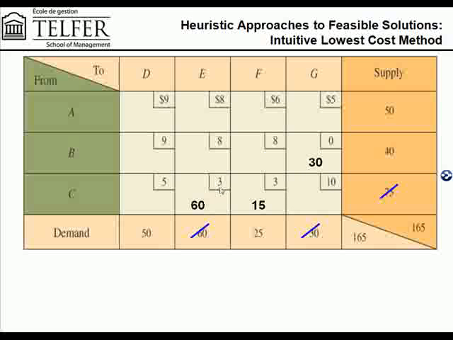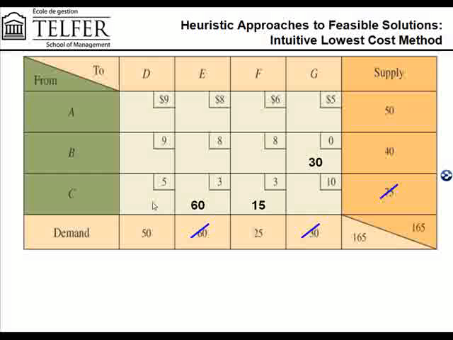Next up, after $3, there's a couple of cells which have a cost of $5 associated with it. And like I said, based on the tie-breaking rule that I'm using, I'm going to choose the cell that comes first from top to bottom, left to right. So I would like to use the cell from A to G. However, G does not require any more units. I've already satisfied the demand for G, so I don't need to do anything in that cell.